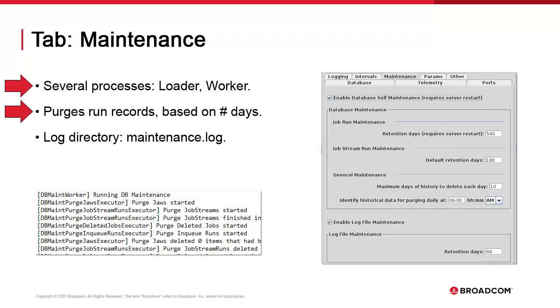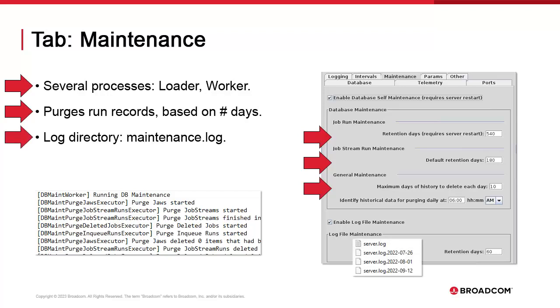Typically, we'll keep more records for scheduled job runs and fewer job stream runs. We have a setting for general maintenance and log file maintenance as well. In the configuration tool, we set the volume of job run data AAI retains. This is the data extracted from the scheduler. The same applies to job stream runs. General maintenance applies to other things like in-queue runs as well.